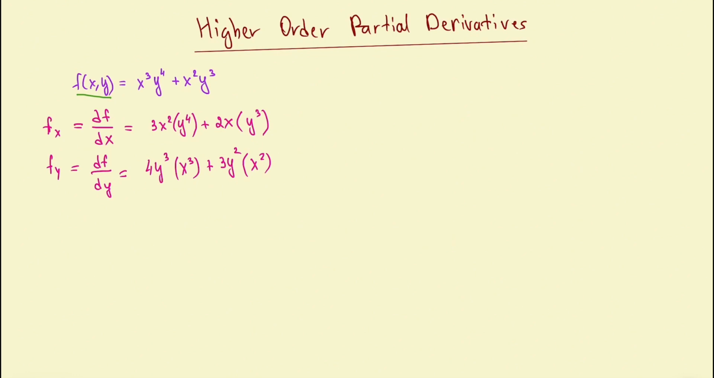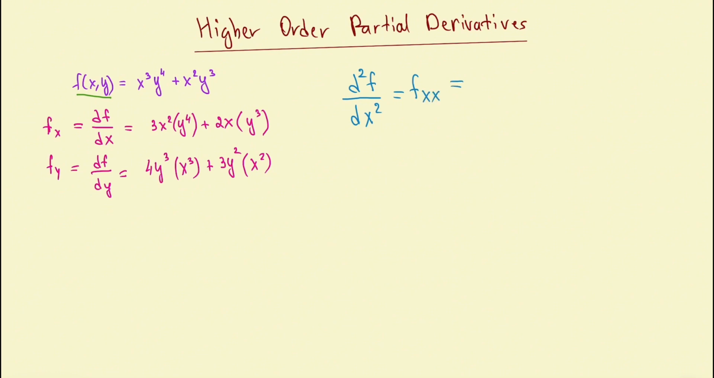Now we'll talk about higher order partial derivatives. What this means is basically we're deriving the function with respect to one of the variables as many times as we want, so more than one time in this case. So let's say we're going to derive this function with respect to x twice. This could also be written as f of x x.